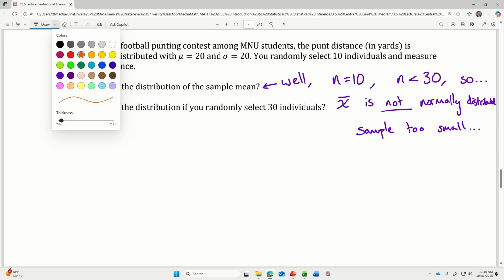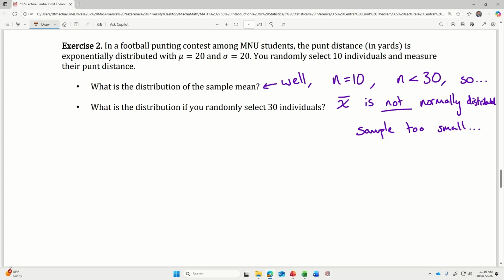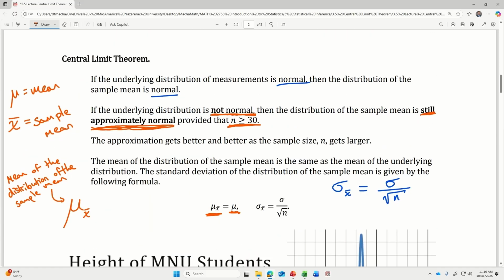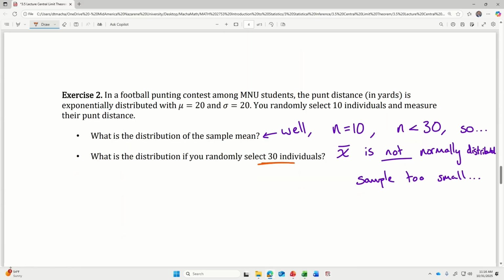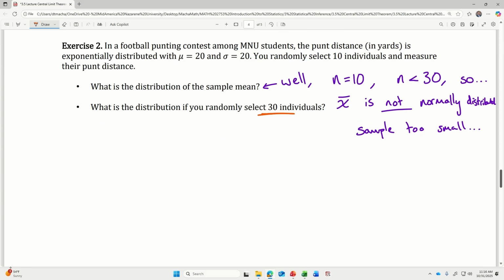What's the next bullet point say? What is the distribution if we randomly select 30? Wait, the last one was 10, but it was normal. Because it was normal. Yeah. Let me scroll up again. It says, if the underlying distribution of the measurements is normal, then the distribution of the sample mean is normal, and there's no lower threshold for sample size. I thought the same exact thing. I was like, well, I'm screwed.